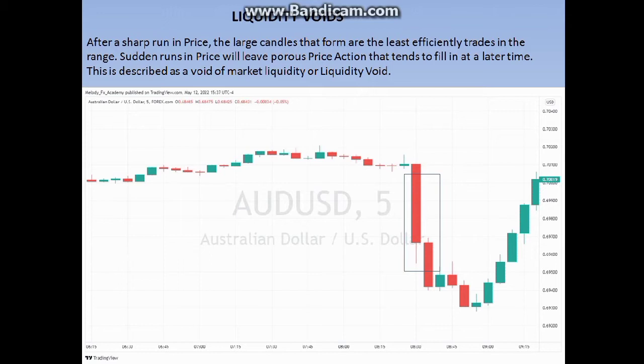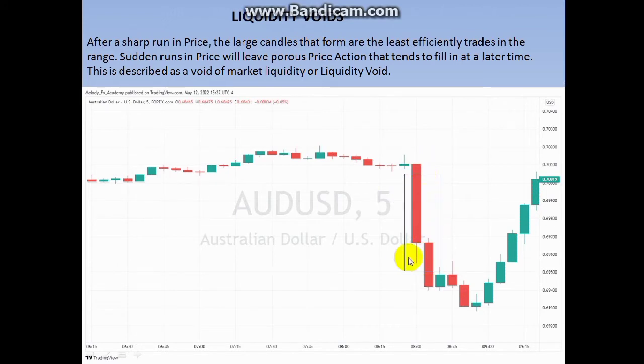So when we have sharp surges in price, the algorithm tends to retrace back to those levels and reprice the market, thereby filling the void and offering the buy side that was not efficiently offered at the time of this transaction. So that is just that.